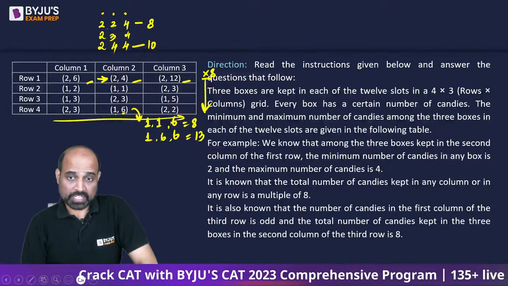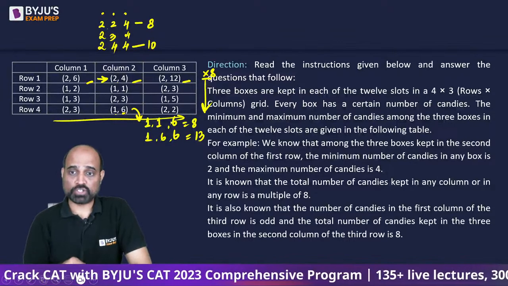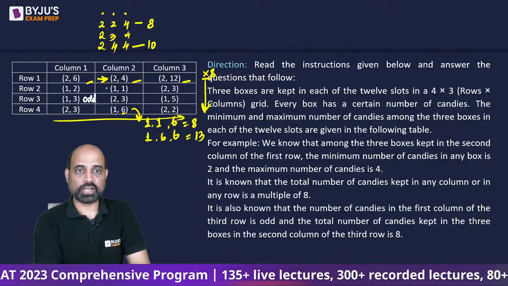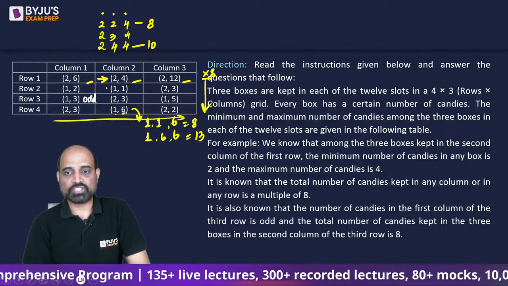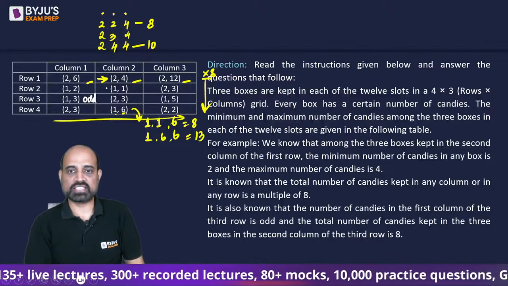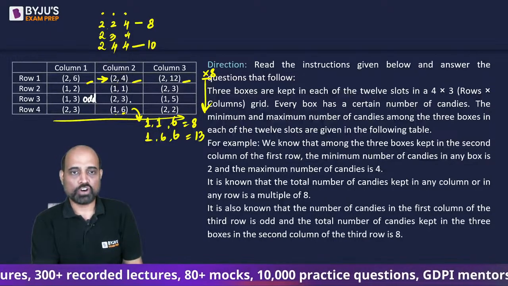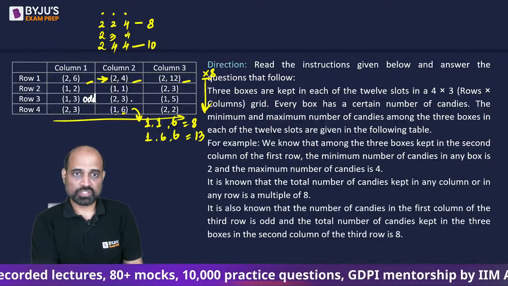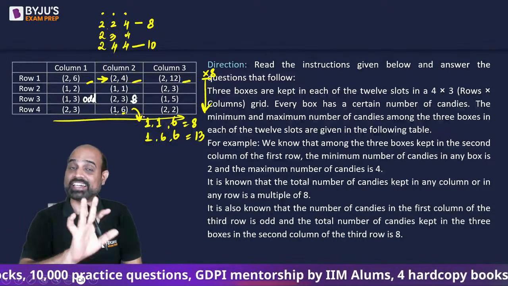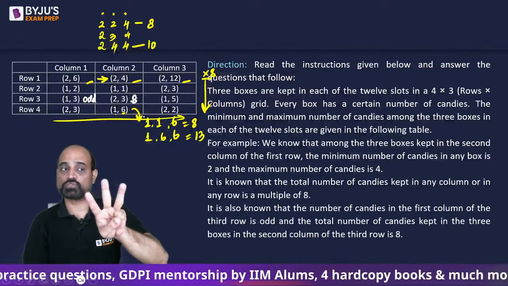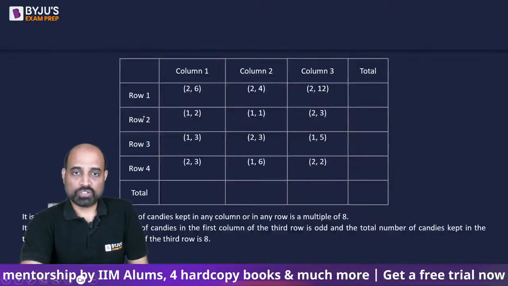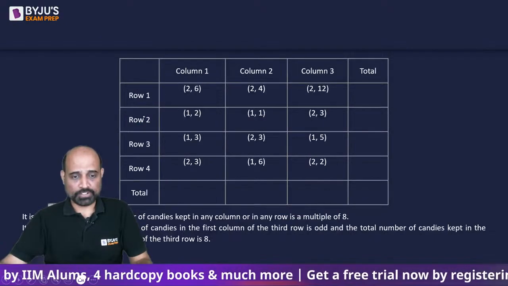It is also known that the number of candies in the first column of the third row, we are going to have odd here. And the total number of candies kept in the 3 boxes in the second column of the third row, this is 8 exactly. There is nothing else, it is 8 candies. There are 3 boxes, right? So we are going to have 8 candies there. So let's try to fill this up.